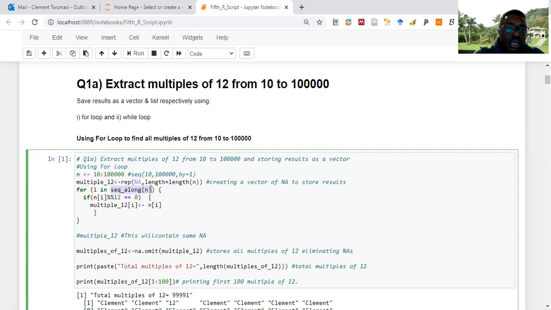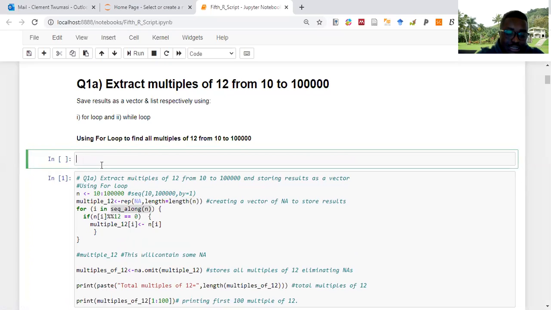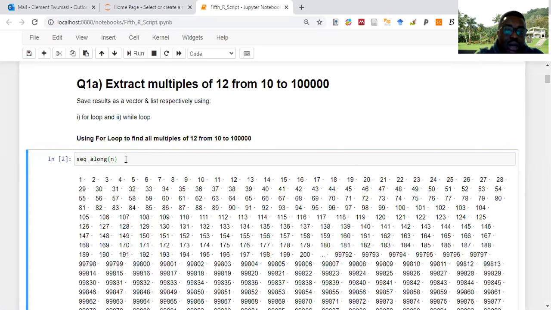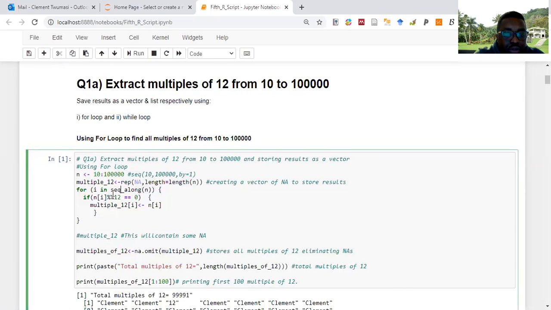So the last time I told you, if I run seq_along on n, what it does is that even though we know the first number was starting from 10, it will return their positions or their indexes. So it meant that the 10th number is technically the first position. So instead of using for i in, let's say, 1 to length of n, which would give me the same thing as just writing seq_along n, it's smarter to just say seq_along n to extract all the unique positions. So keep that in mind.